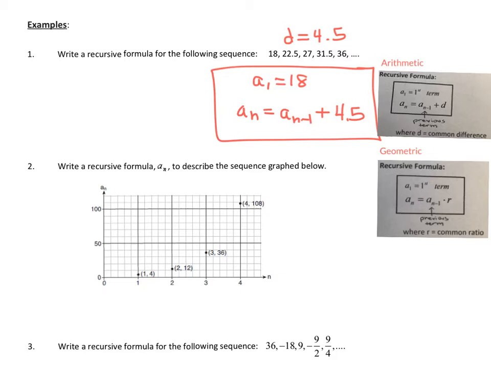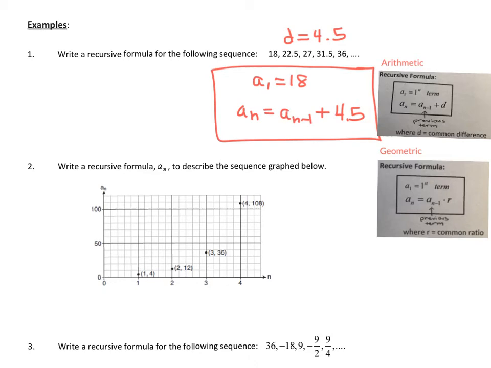Okay, let's look at number 2. Here's our first term. This has the coordinates 1, 4, and then 2, 12, and then 3, 36, and so on. So when the x value is 1, the y value is 4. When the x value is 2, the y value is 12. What we're concerned with is that the first term is equal to 4. If we plug in 1 for x, the value of the function is 4. The second term is 12. If we plug in 2 for x, the value of the function is 12.